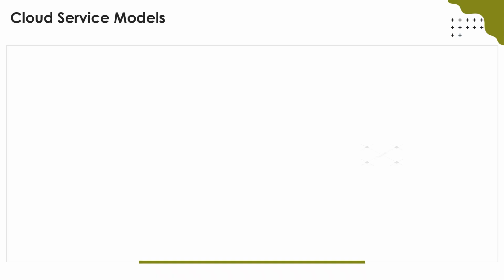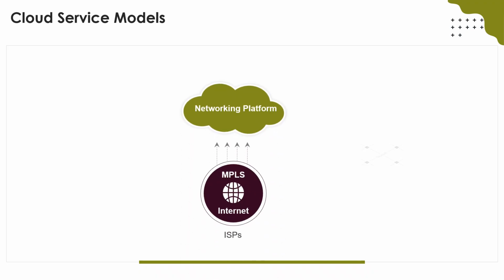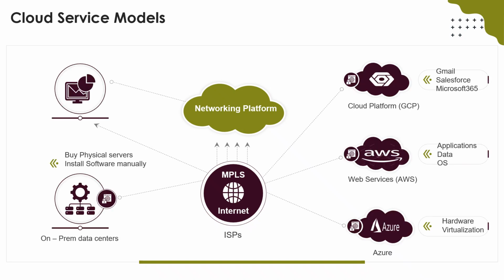Let's talk about how cloud services are actually offered. Cloud service models. For example, IaaS. You manage apps, data, and OS. The provider manages things like hardware and virtualization. For example, AWS EC2 and Azure VMs.